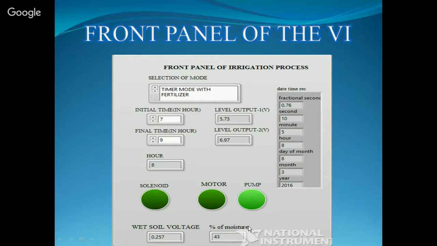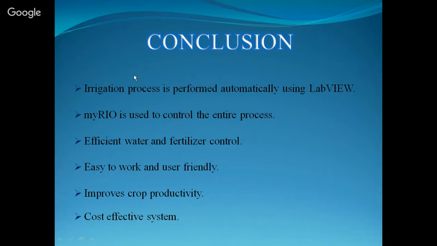Conclusion. Thus, an automatic irrigation system has been designed with the help of LabVIEW as the software tool and myRIO as the hardware. The system is cost-effective, user-friendly, and gives good reliability. In an effective way, the water and fertilizer control for the plants' irrigation is provided. Productivity of crops is increased with optimal usage of fertilizer and water. The system has reduced the manual work of the farmers.